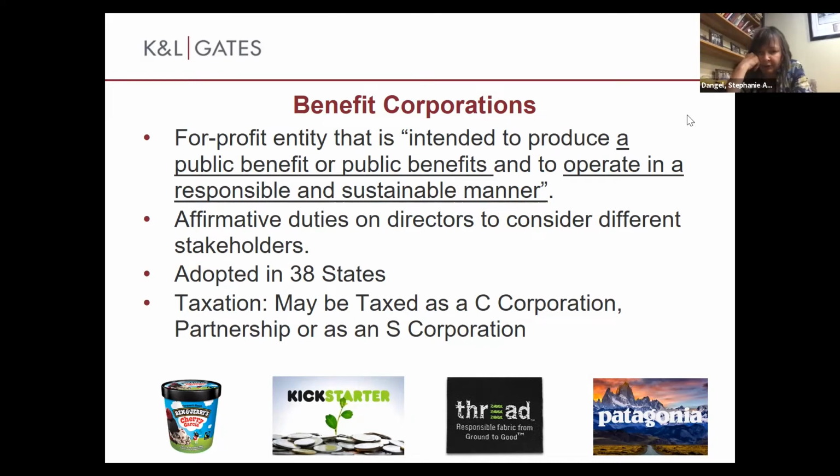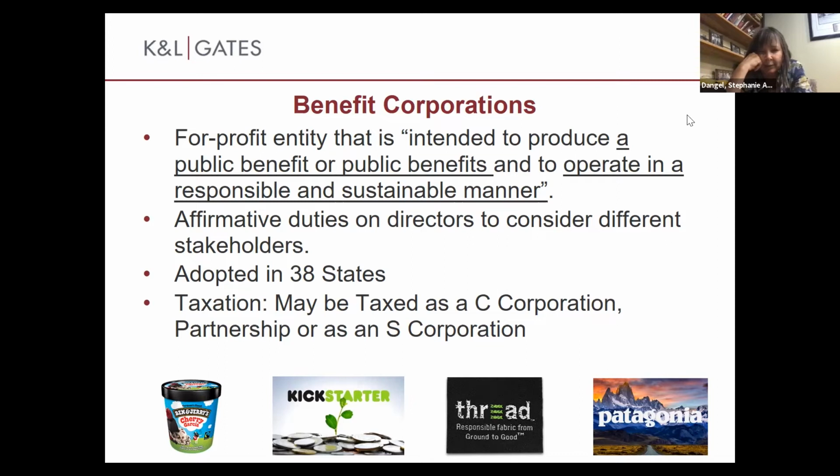They are companies like Ben & Jerry's, Patagonia, Kickstarter, and then the local company that did not start in Pittsburgh but is certainly an international company, Thread International, which is one of Oded's clients and can certainly talk more about their particular experience. The difference, as it says here, is that you have certain obligations under state law that are specific to benefit corporations to operate in a responsible and sustainable manner. Corporate directors and officers have affirmative duties to uphold that.